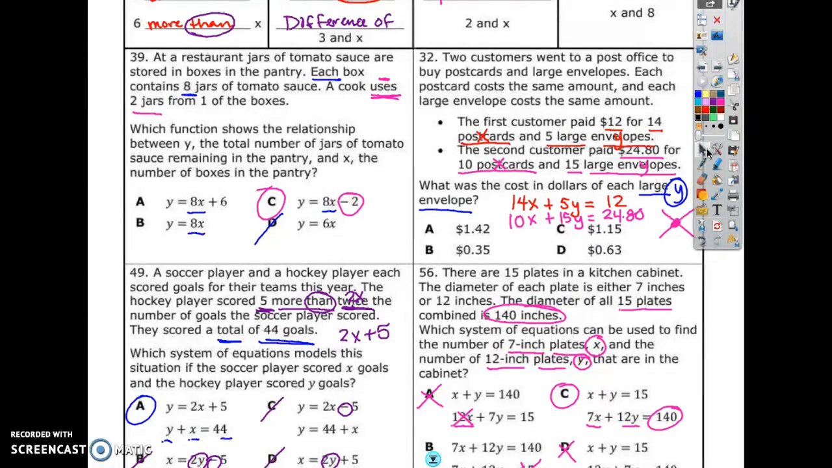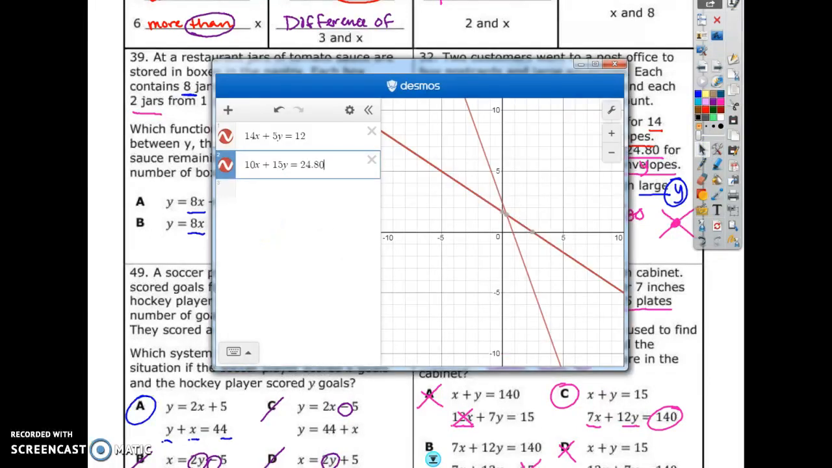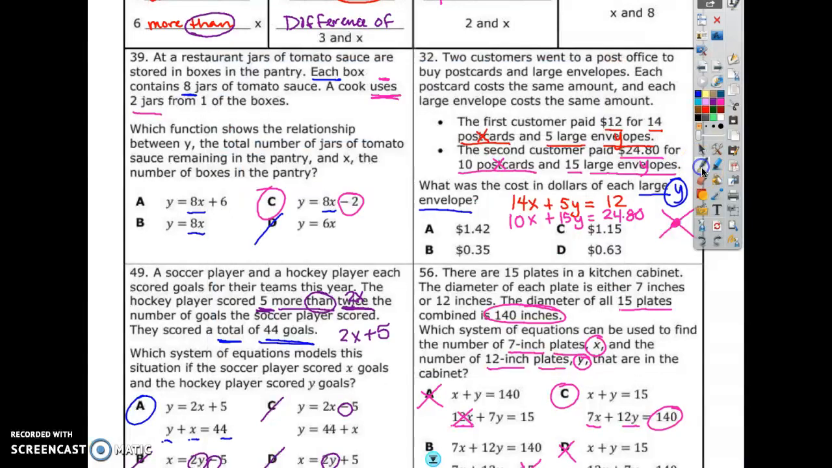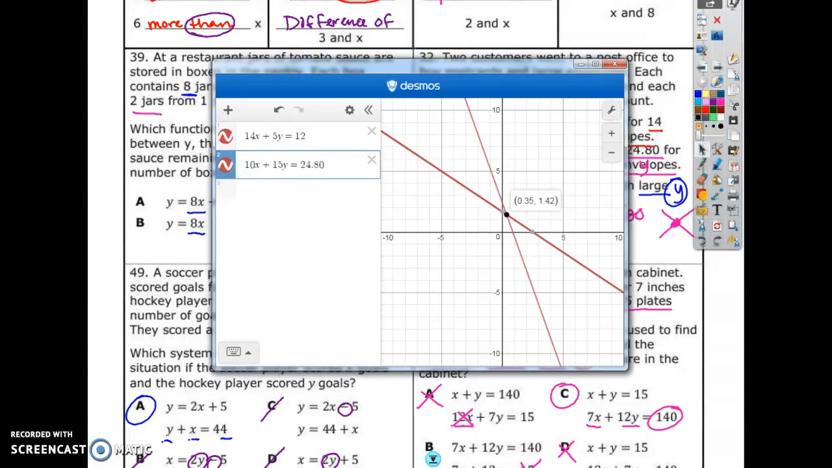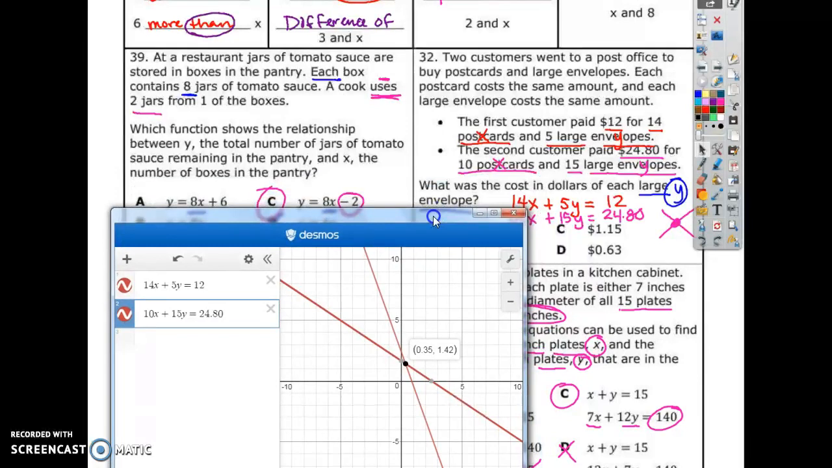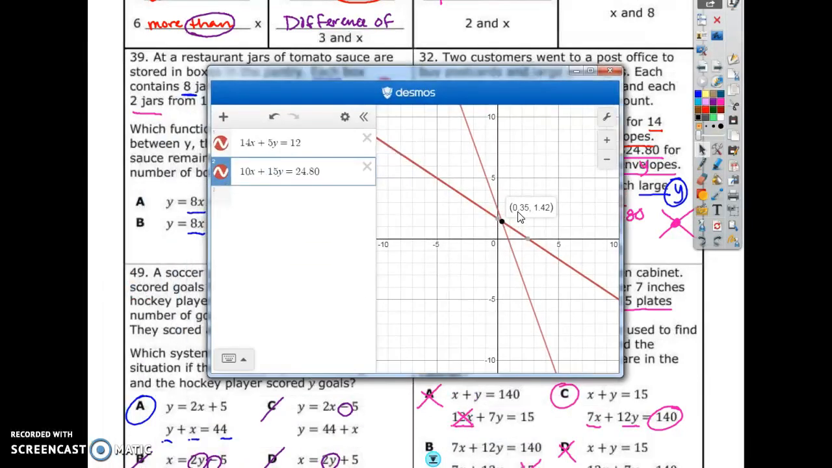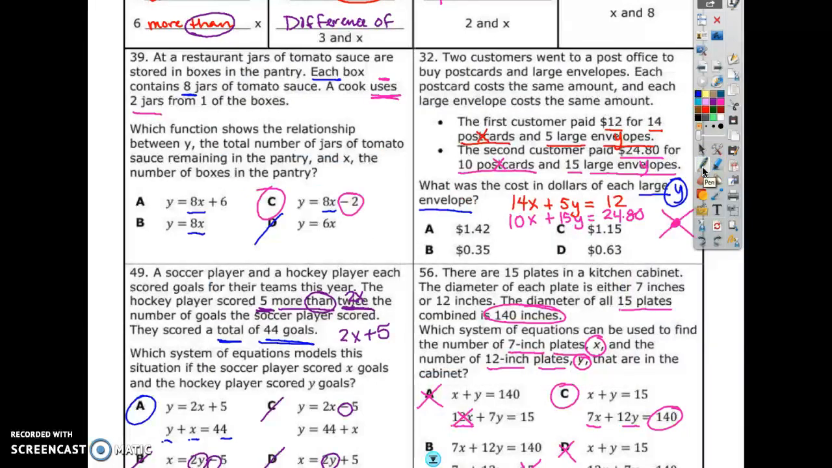Okay, so once we put it in Desmos, this is what it looks like. We need to touch where they both cross. This is going to be your X, the postcards, and this is Y, your envelopes. So each envelope is $1.42, and that should have been your answer, which is A. Okay, let's go to the back page.